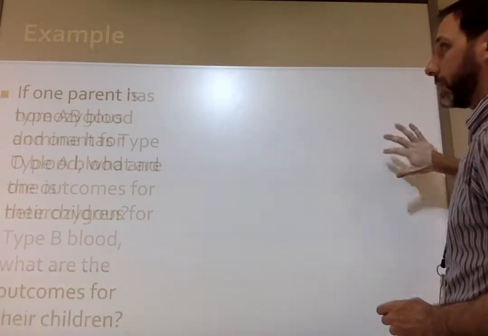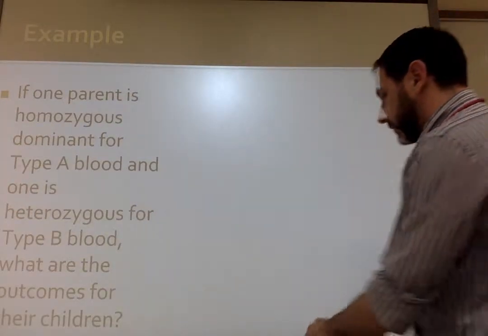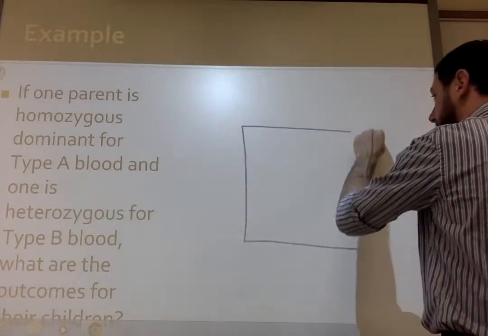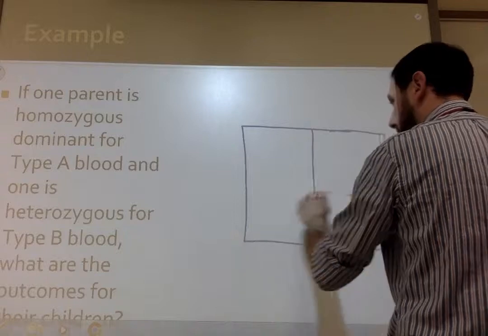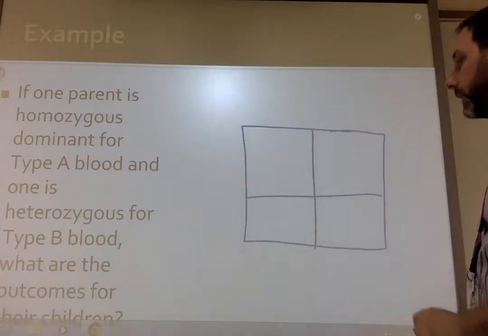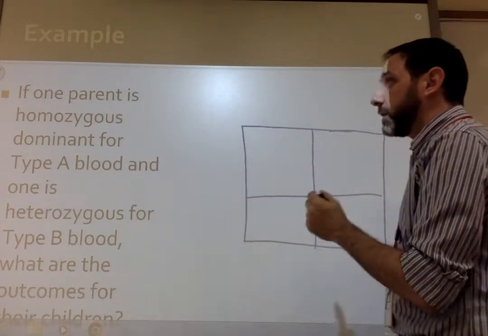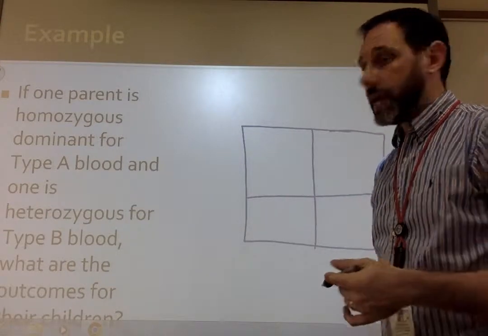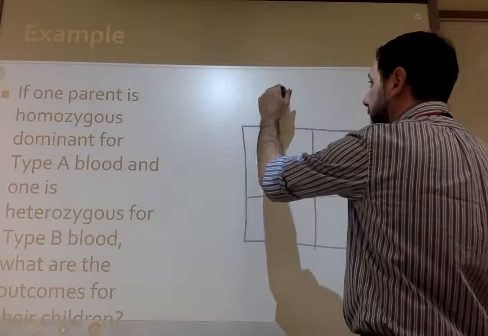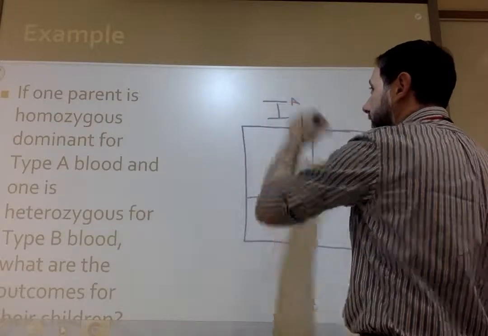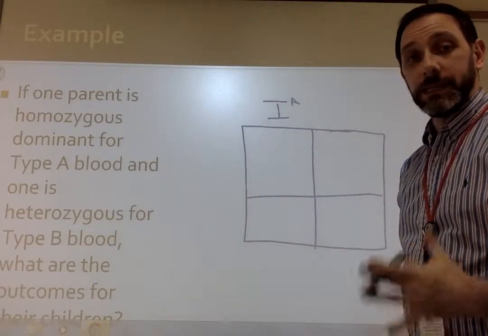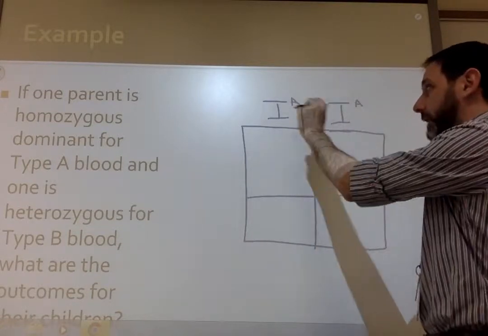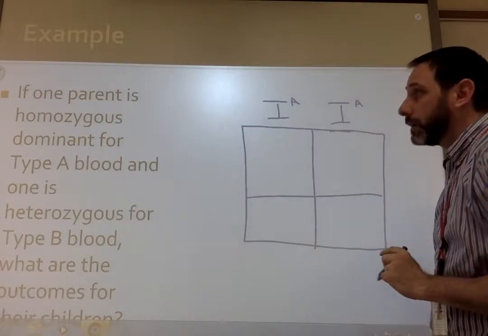I think I have another practice problem here. So I'm going to do one more over here because I know this is challenging. A lot of students have trouble with the codominant one, these blood type problems. So I'll do one more. If one parent is homozygous dominant for type A blood, we know they definitely have this, and homozygous means the same. So that means both alleles are the same. So this would be homozygous dominant for type A.